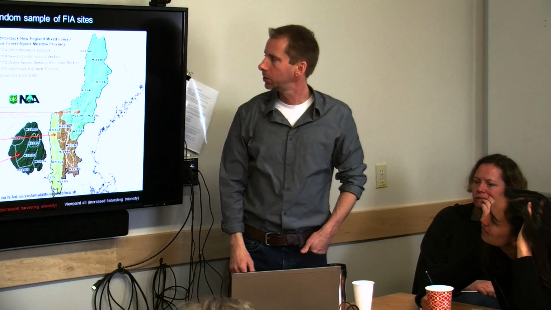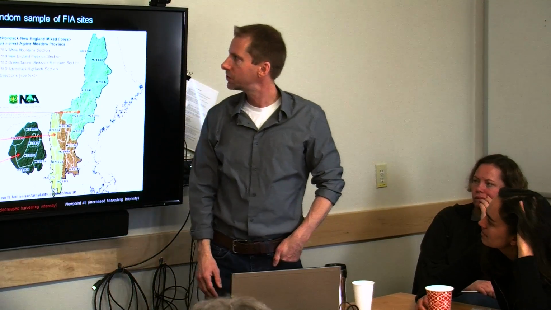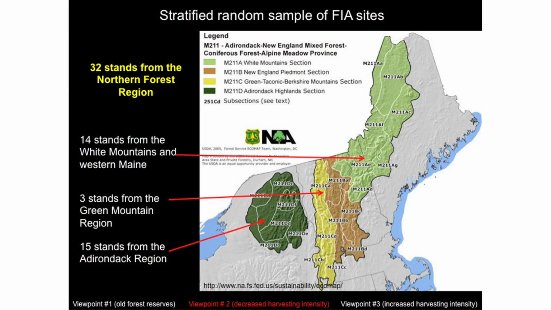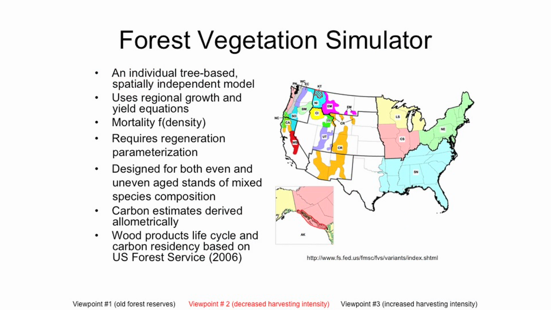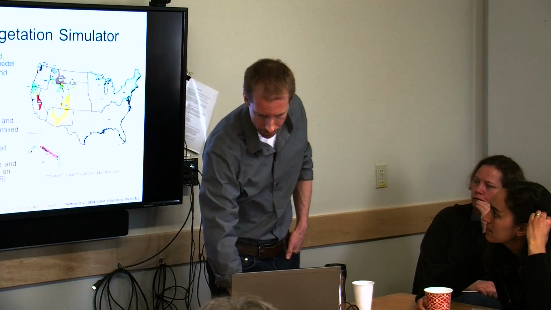My lab has looked at this question using data from the Northeast again, and this is a selection of forest inventory and analysis plots. We stratified New England by ecoregion and applied a whole bunch of site matching criteria, and this ended up giving us 32 stands across this area that met our criteria. We took the data from those sites and fed them into a forest development simulator called the Forest Vegetation Simulator, FVS. We used the northeastern variant of that. This is an individual tree model.